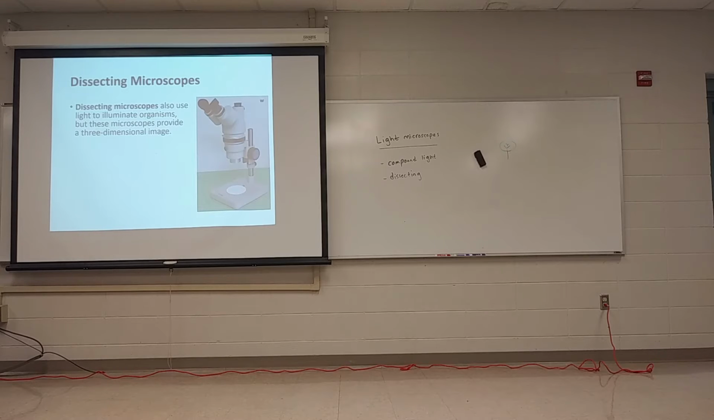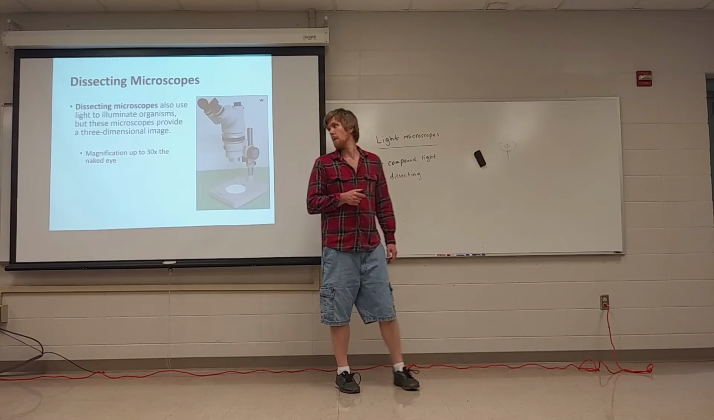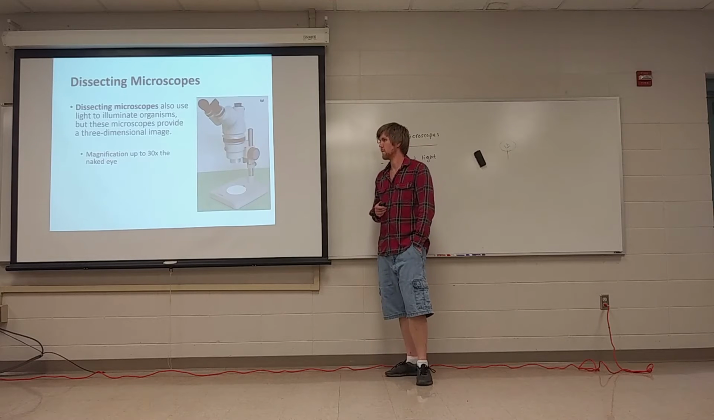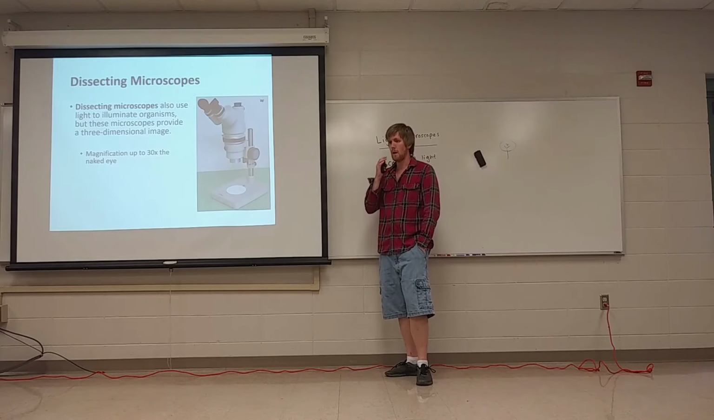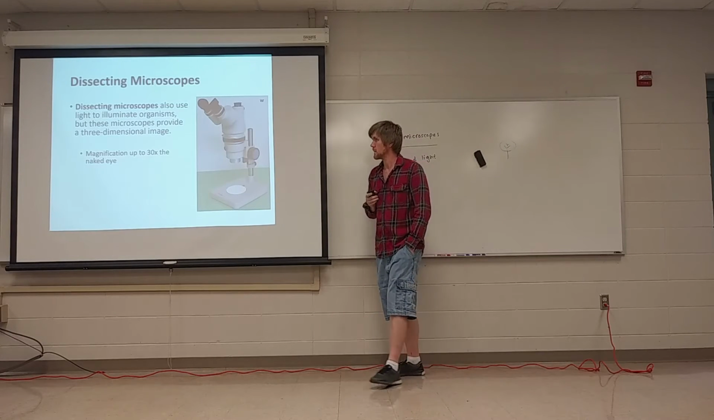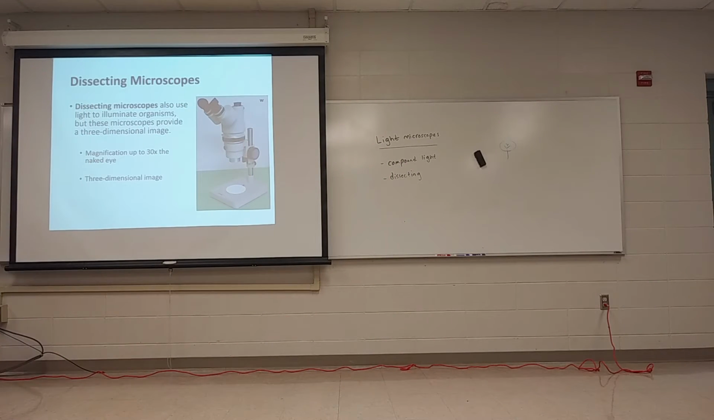I love these dissecting microscopes because they give a three-dimensional image, which is really, really cool. It does not magnify nearly as much as the compound light. The compound light magnifies up to 1,000 times, or even just 400 is the one that we usually use in class. But the dissecting microscope magnifies only 30 times. But as I said, it's a three-dimensional image, which is really cool.